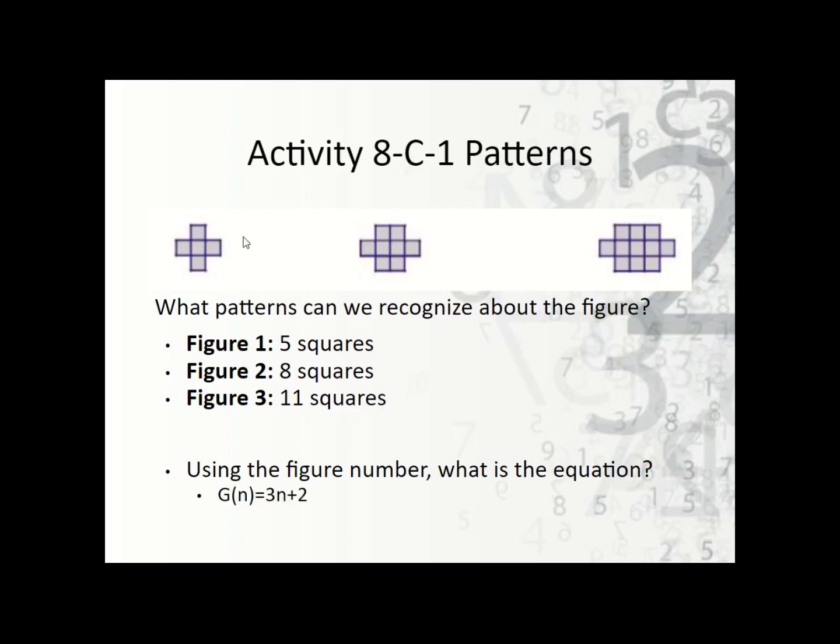Well, you should be able to see that we have our original row here. So it's 3 times the number of rows, because we add a row each time. So 3 times n, the number of rows. And then we have these 2 on the ends, so it would be plus 2. So in this case, our function could be 3n plus 2.